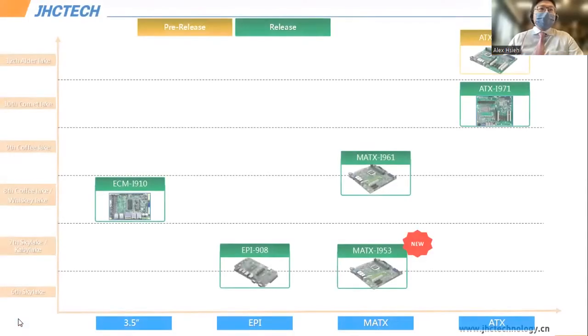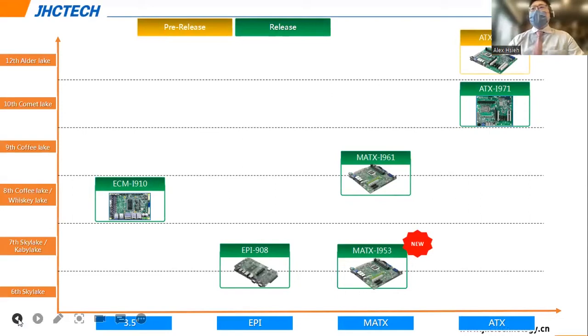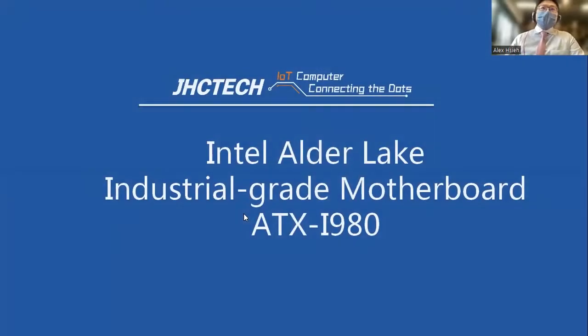Maybe some of the motherboards cross 2 Intel generations. That means it can support maybe 8th and 9th generation, Kaby Lake and Skylake CPUs. Okay, so good. So we go into the first one, the Intel Alder Lake. This is the 12th generation Intel CPU solution.